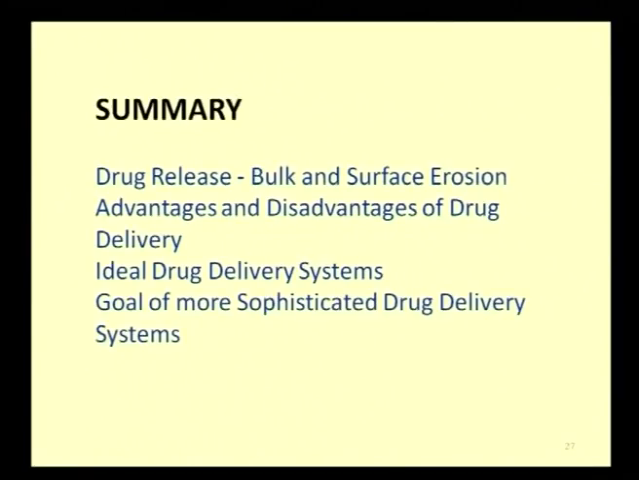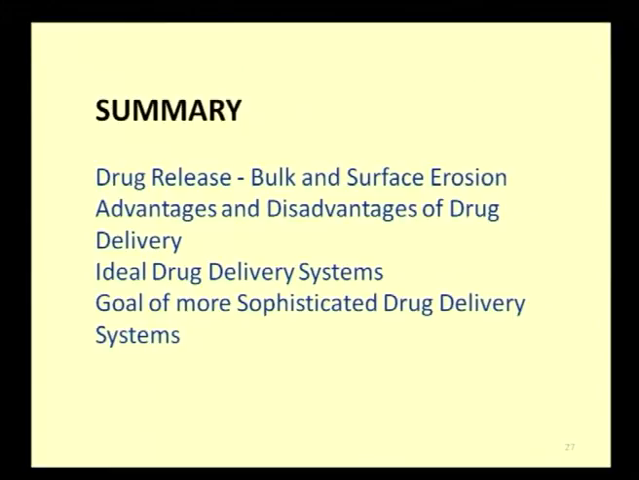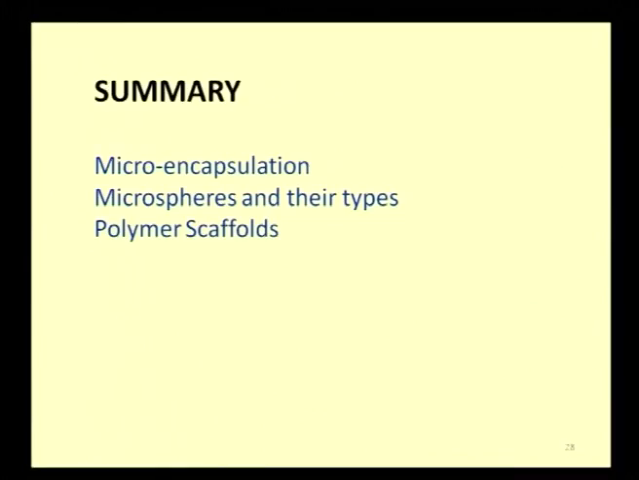So, as a summary, what we have seen in today's part includes drug release by bulk and surface erosion, advantages and disadvantages of drug delivery systems, various ideal characteristics of drug delivery systems, and then the goal of more sophisticated drug delivery systems. This was followed by the process called microencapsulation, microspheres and their types, and then finally the polymer scaffolds. Now I have a few questions.